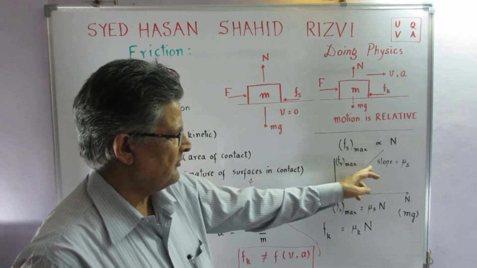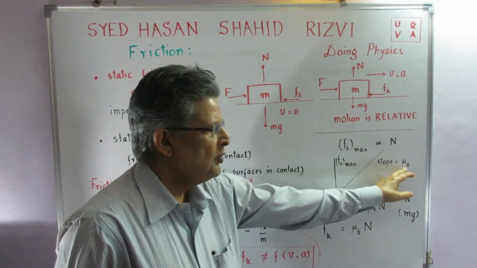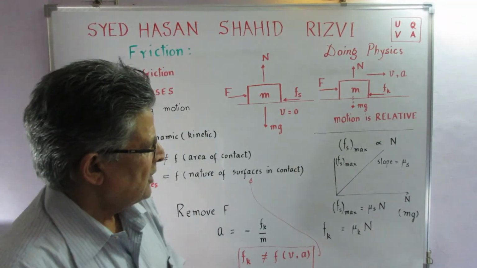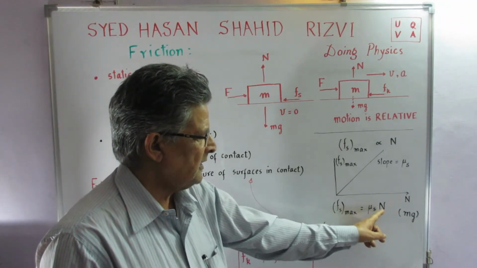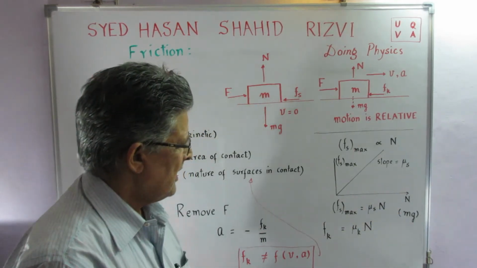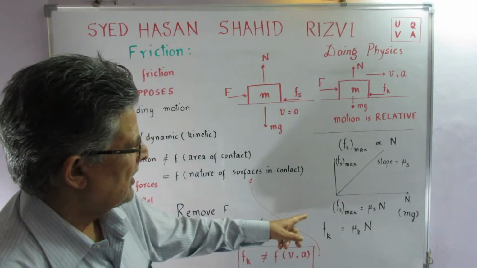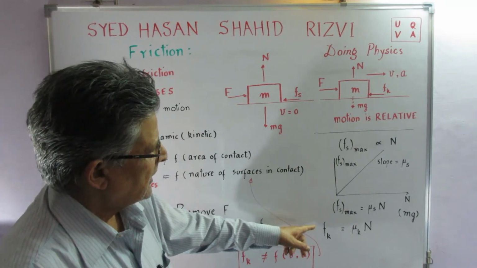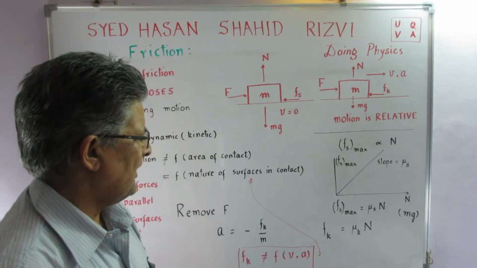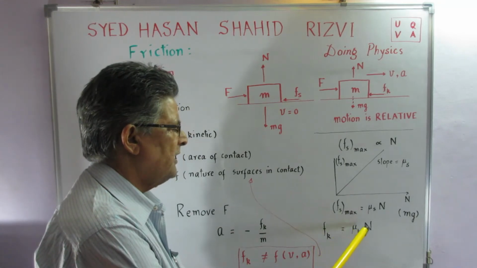Slope is the same everywhere, and the slope turns out to be equal to what we are going to call mu s, the coefficient of static friction. Okay. So Fs maximum is equal to mu s into N. Of course, this N and mg are one and the same thing, and thereafter we see that in the case of the kinetic situation where the body is moving with velocity and acceleration, this equation exists, that Fk becomes equal to mu k into N.